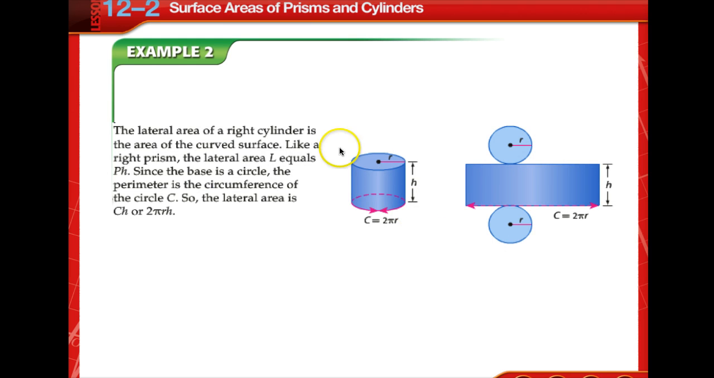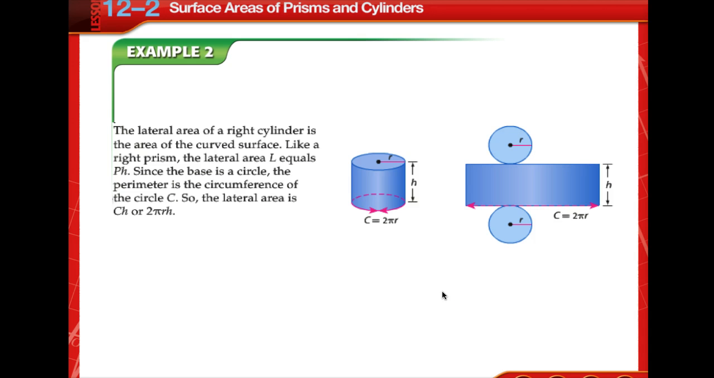The lateral area of a right cylinder is the area of the curved surface. Like a right prism, the lateral area equals the perimeter of the base times height. Since the base is a circle, the perimeter is the circumference of the circle. So the lateral area is the circumference times the height, or 2 times pi times r times the height. Notice if we were to cut this and lay it out flat, this is what the figure looks like.